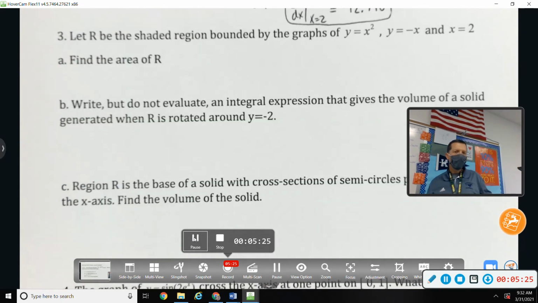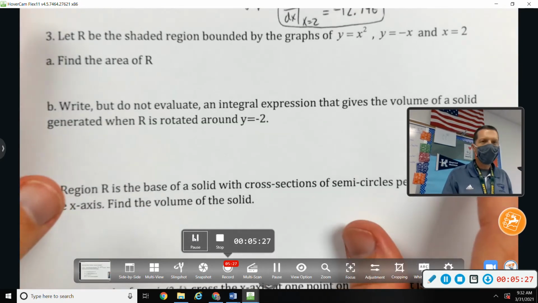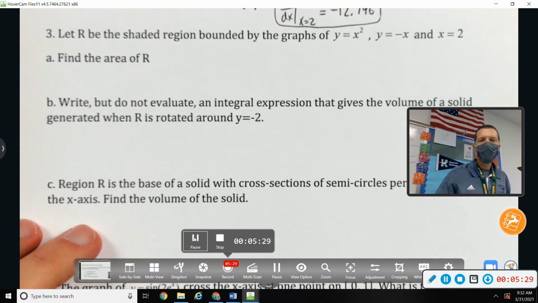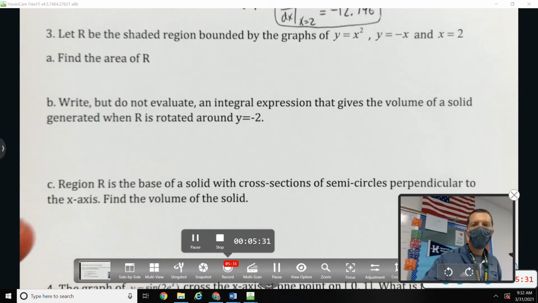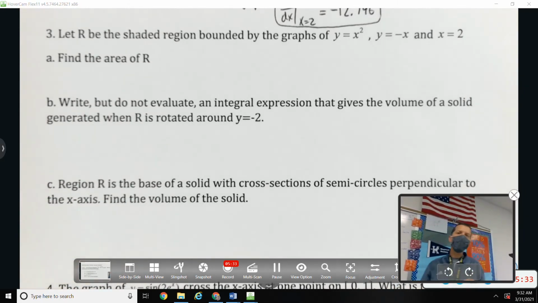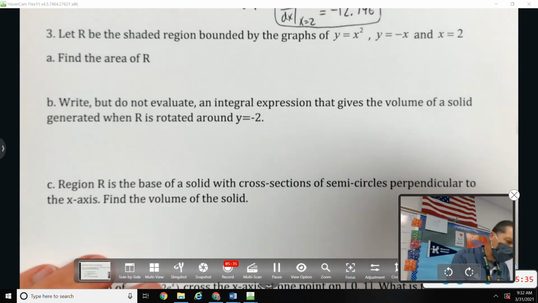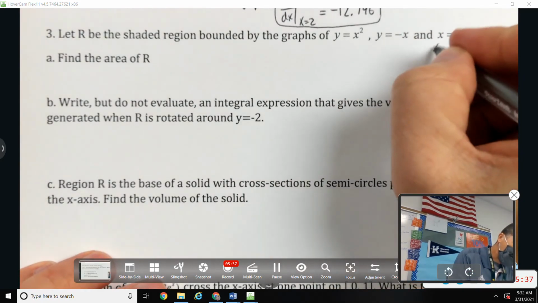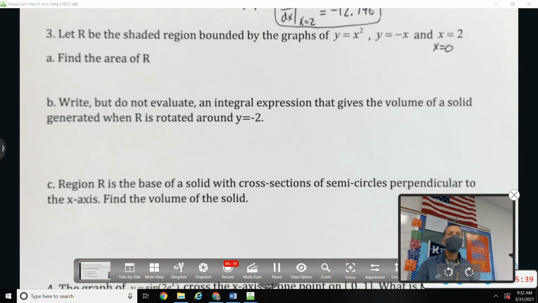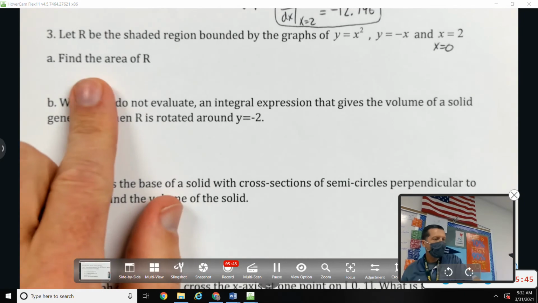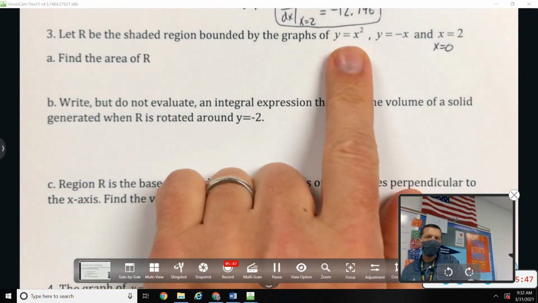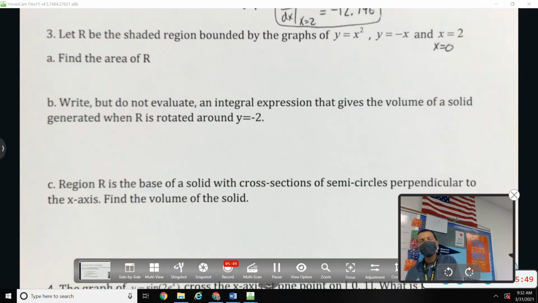All right, number 3 is where we're going to spend most of the time today because it's a 3-part problem. So the first part is build, whoops, I also need to change this. X equals 0 is also one of the boundaries. So from x equals 0 to x equals 2, first job is find the area between those two curves. And again, you have your calculator, so if you need it to graph them, use it.